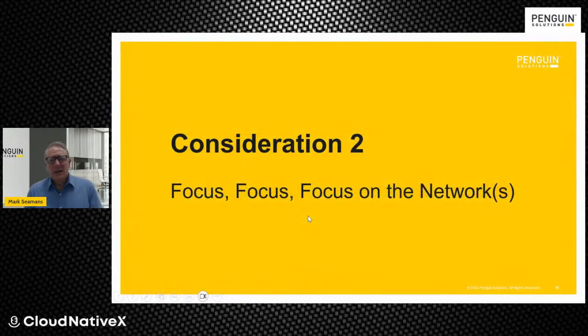So consideration number two is focus, focus, focus on the network(s). The reason I put the parentheses with the S is because you're almost undoubtedly going to be dealing with an environment where you've got management networks, front end networks connecting to your storage for traditional system access, and then back end high performance networks connecting all of those AI GPUs. It's the combination of all this that has to be running at peak performance, so it's a huge area of focus as you go through the initial design and deployment of your system.